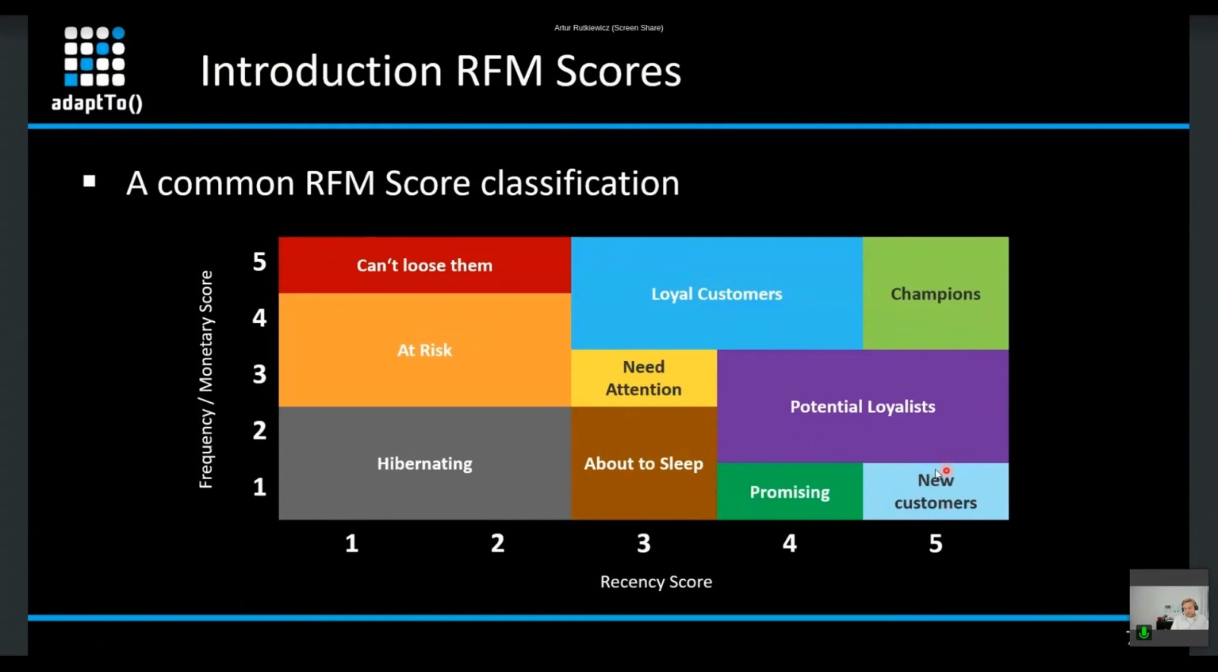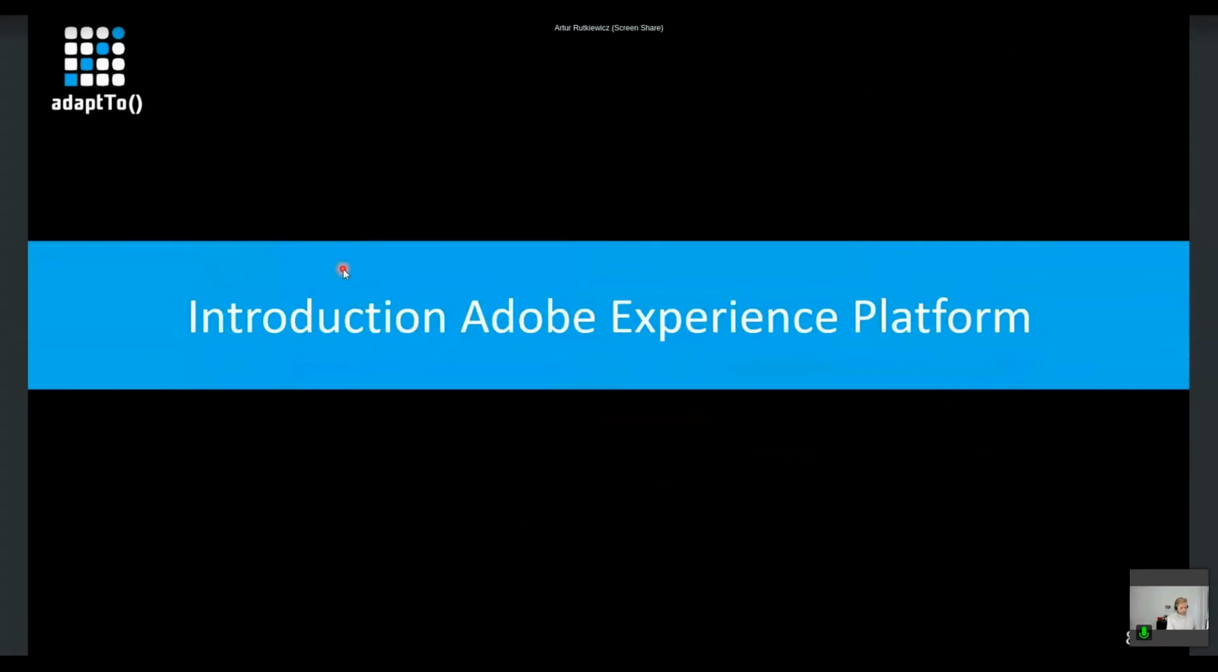Because if I have, for example, new customers who haven't purchased yet but are very active, they should be addressed differently than someone who was already active but not recently. All right, so that's the theory regarding the scores. And now let's talk about the platform.